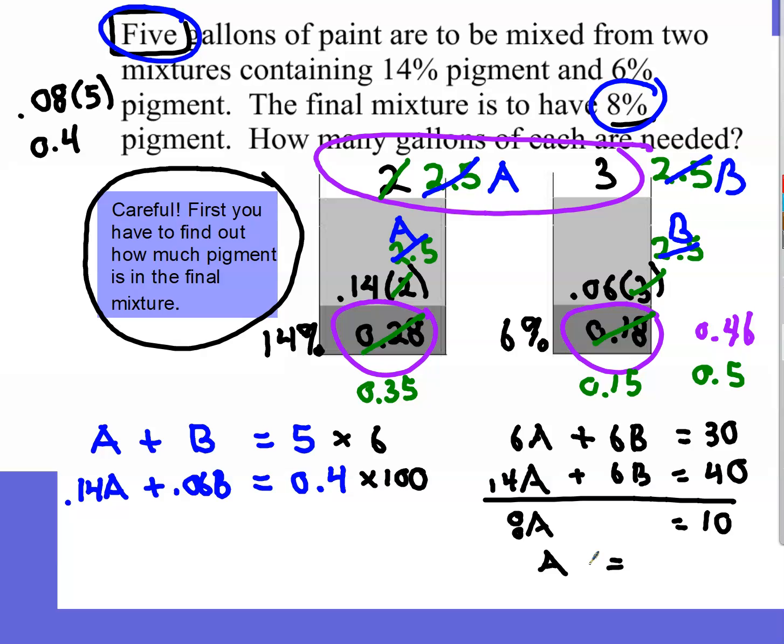And I get 1.25 gallons of the first kind of paint, which means since they have to add up to 5, I need 3.75 gallons of the second kind. Okay, and that's how you do it.